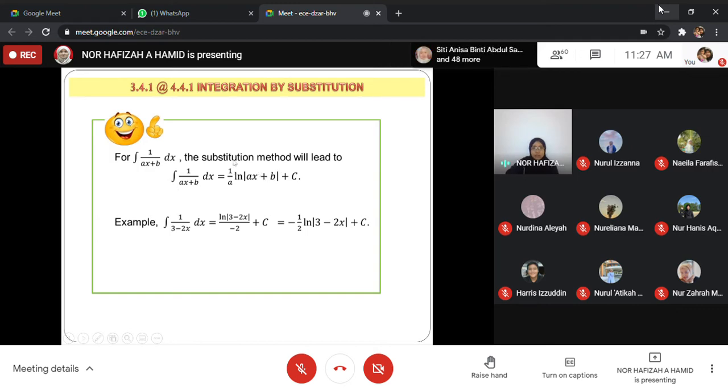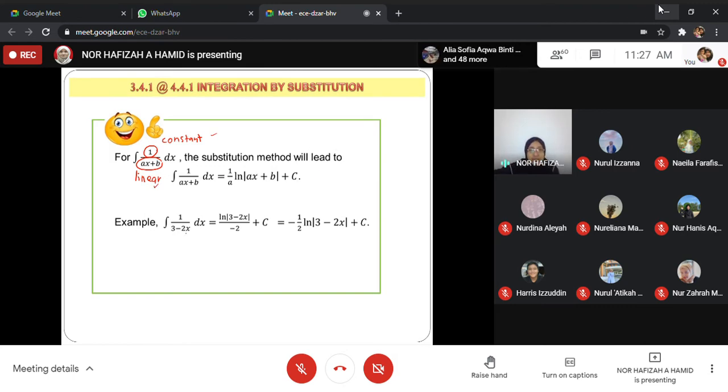another formula for reciprocal function, tapi formula dia sama macam exponent, dia ada restriction. So the condition for reciprocal function, the denominator must be in terms of linear and numerator must be constant. So constant tu can be any numbers and linear tu maknanya power of x tu must be 1. So kalau atas dia constant, bawah dia linear, then you can solve using formula.